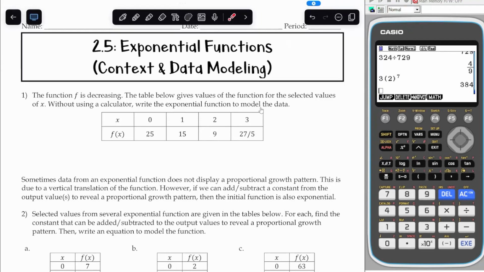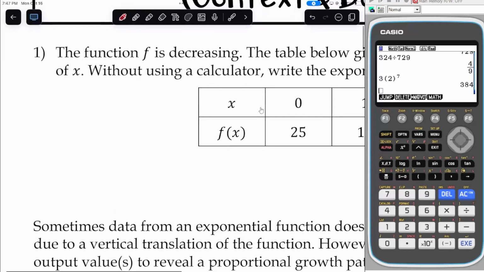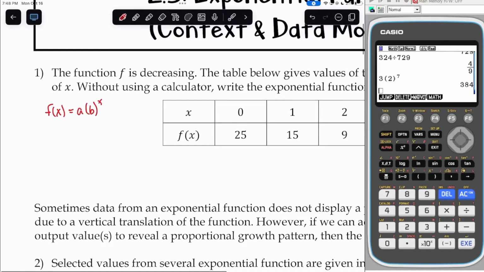Alright, so let's see what we know. Recall that an exponential function is in this form: f of x equals a times b to the power of x, where a is our initial value, or perhaps our pivot point, and b is our growth or decay factor. So knowing that, based on the table here, this will tell me my pivot point or my initial value. So I know that a is equal to 25.